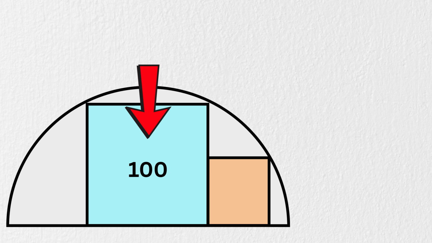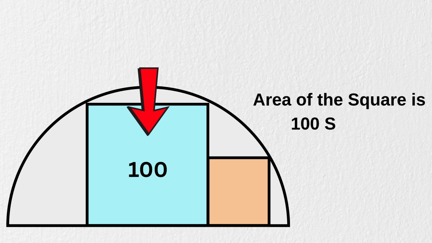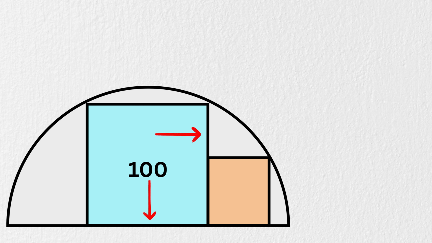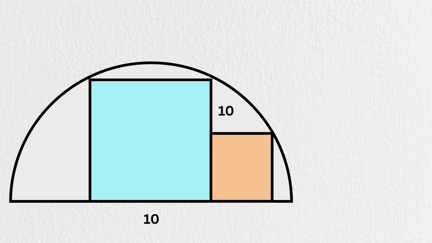As we know, the area of this large square is 100 square units, which simply means its side would be the square root of 100, which is 10 units, right? Now, as we can see, this is the center of the semicircle. As the side of the large square is 10 units wide and the center of the semicircle lies directly in the middle of its base, this side is 5 units and the other side is also 5 units.